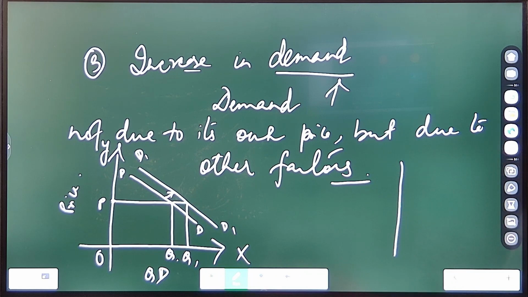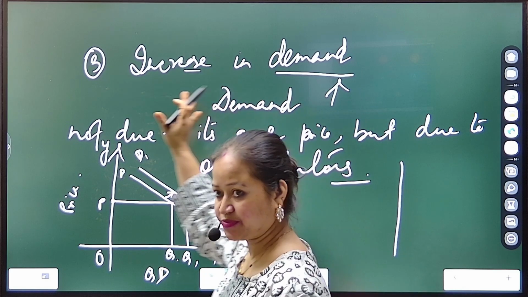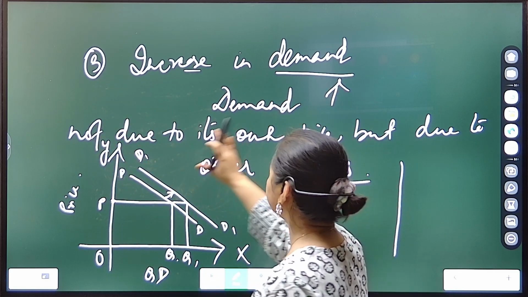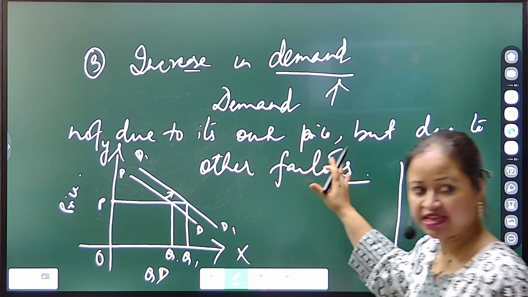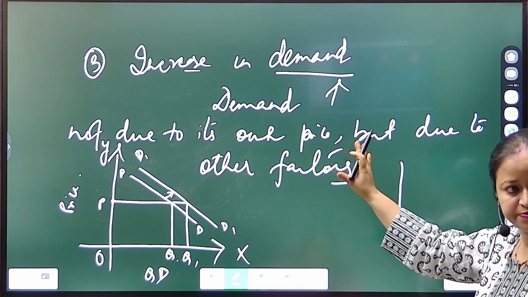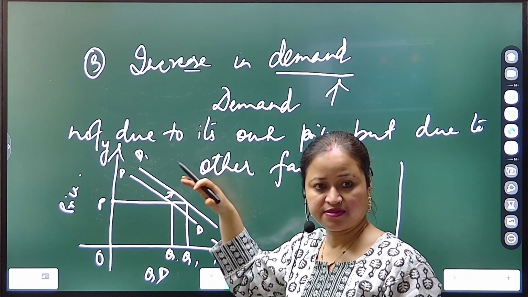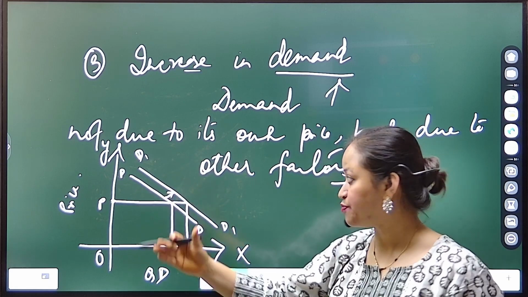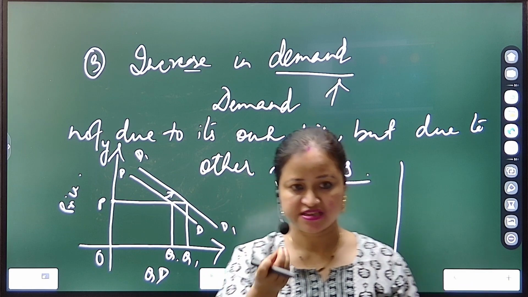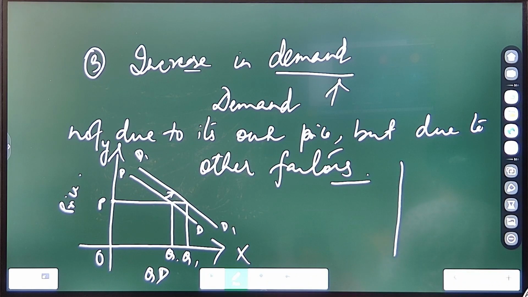Increase in demand is a situation where demand increases, that means a change in demand, not a change in quantity demanded. So demand increases not due to its own price, but due to other factors. In that case, the demand curve will shift towards the right. Fine? So the price is the same, the demand curve is shifted towards the right. So that is most important. You remember that. Understood? Understood or not? Okay.